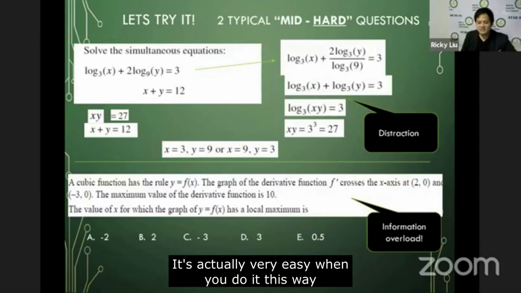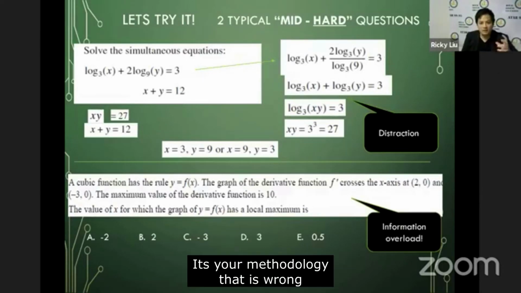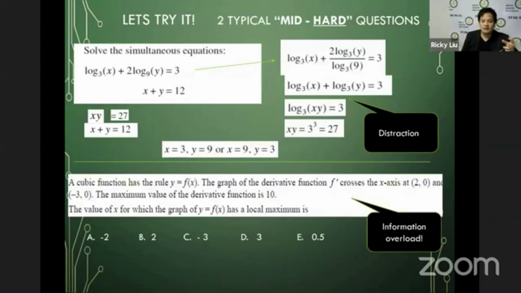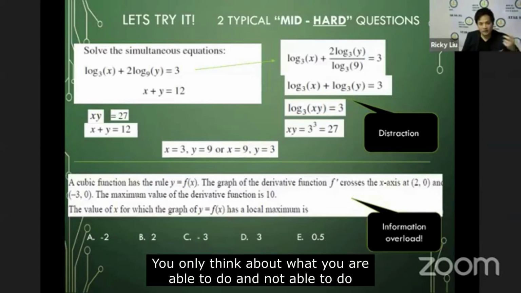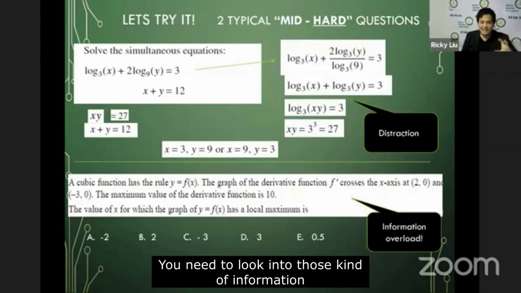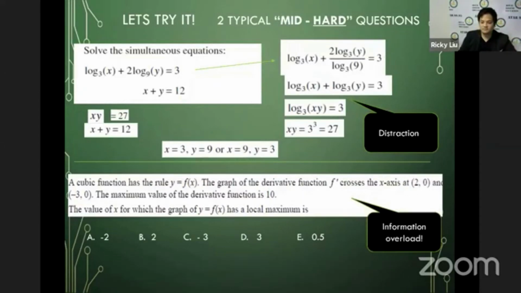It's actually very easy when you do it this way. Your methodology is wrong. It's not because you are stupid, okay? It's the way that you learn. You only focus on the content. You only think about being able to do and not able to do. You need to look into those kinds of information.